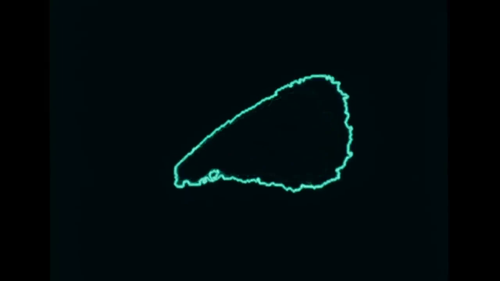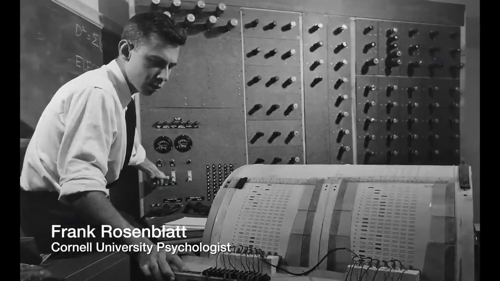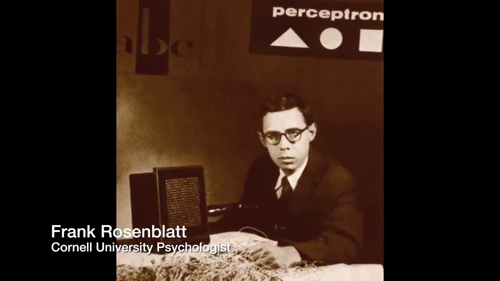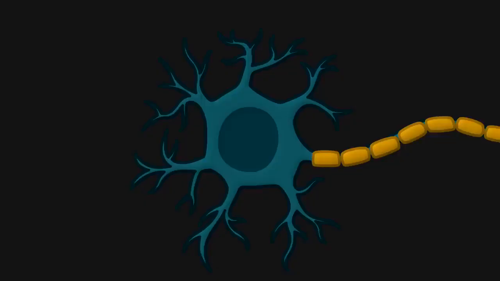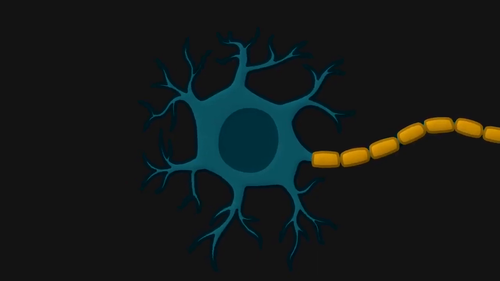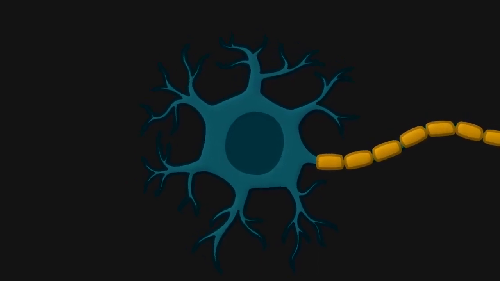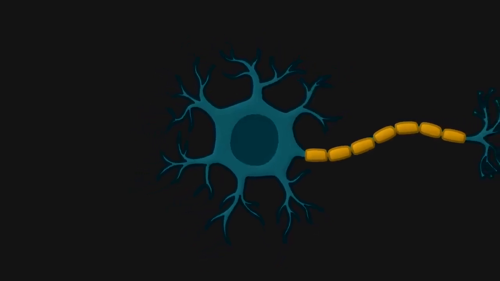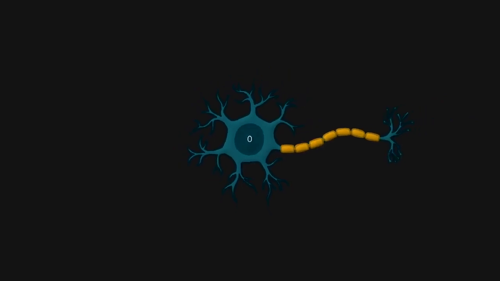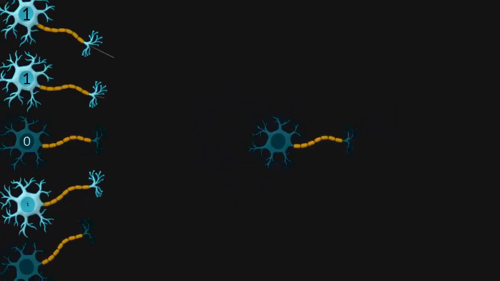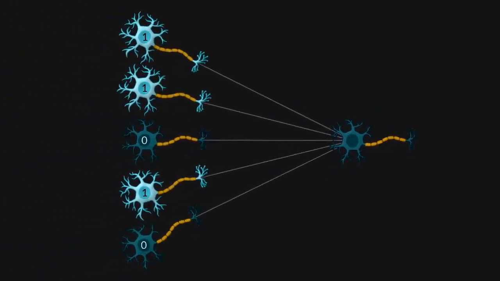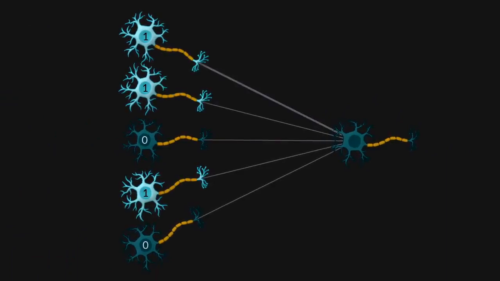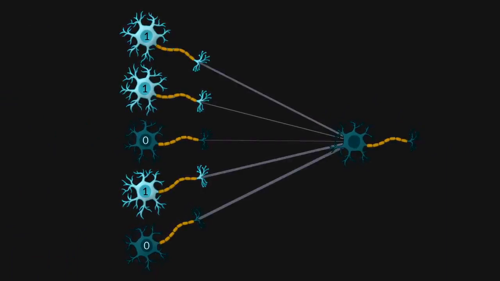AI isn't new. The term was coined back in 1956. In 1958, Cornell University psychologist Frank Rosenblatt built the perceptron, designed to mimic how neurons fire in our brains. So here's a basic model of how neurons in our brains work. An individual neuron can either fire or not, so its level of activation can be represented as a 1 or a 0. The input to one neuron is the output from a bunch of other neurons, but the strength of these connections between neurons varies, so each one can be given a different weight.